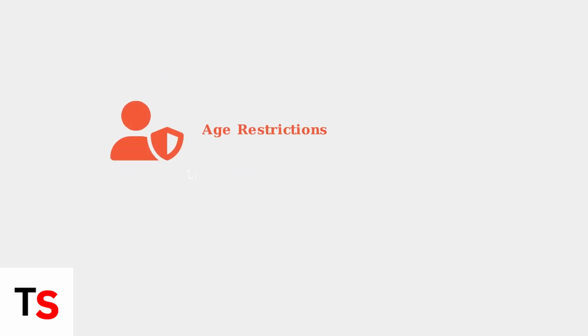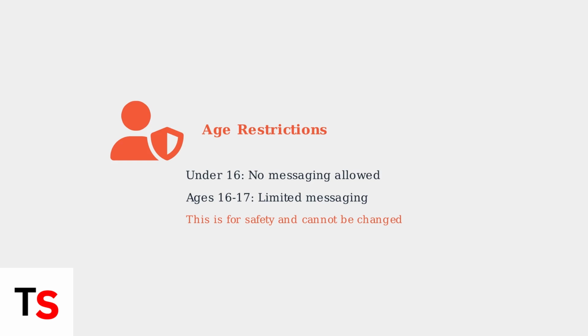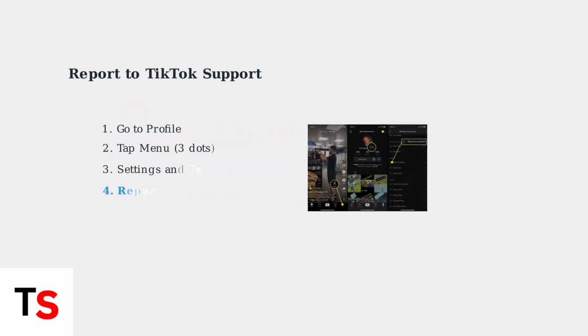If you're under 16 years old, TikTok restricts messaging features for safety reasons. This is a platform policy that cannot be bypassed. Users aged 16-17 may also have limited messaging capabilities. If none of the previous steps work, report the problem to TikTok support. Navigate to your profile, tap the menu, go to Settings and Privacy, then select Report a Problem.